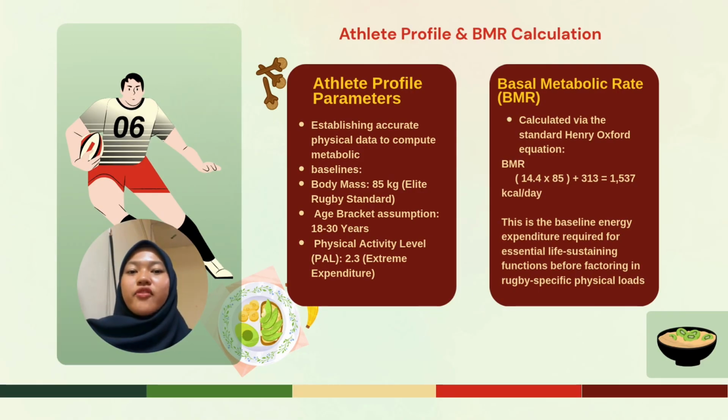As you can see, athlete profile parameters establish accurate physical data to compute metabolic baselines, which is body mass around 85 kg, elite rugby standard, age bracket assumption around 18 to 30 years old, and also physical activity level, PAL 2.3, as an extreme expenditure. While basal metabolic rate, which is BMR, was calculated via the standard Henry-Oxford equation, which is 14.4 times 85 plus 313 equals 1,537 calories per day. So this is the baseline energy expenditure required for essential life-sustaining function before factoring in rugby-specific loads.